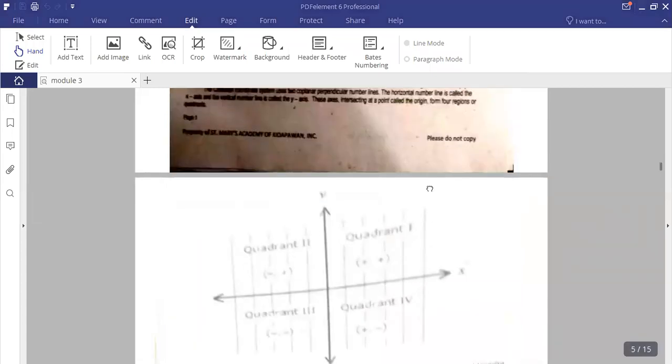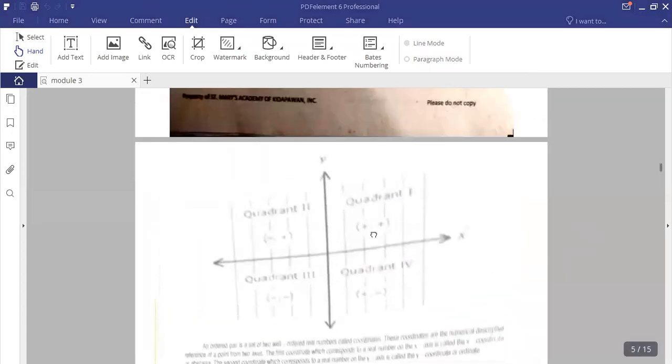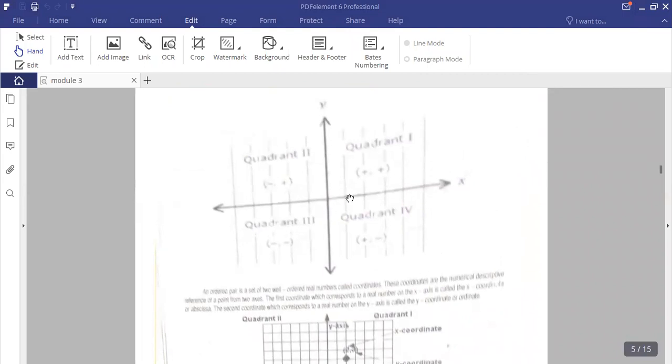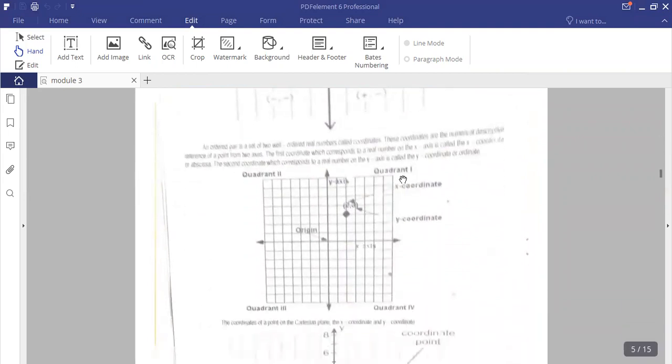Now, let's go down. So different parts of the Cartesian plane are divided into 4. So as I told you earlier, this is positive, positive, negative, and negative. So here in quadrant 1, we have positive x and positive y. In quadrant 2, we have negative x and positive y, right? This is negative, positive. In quadrant 3, we have negative y and negative x. In quadrant 4, we have positive x and negative y. So always remember that. Okay.